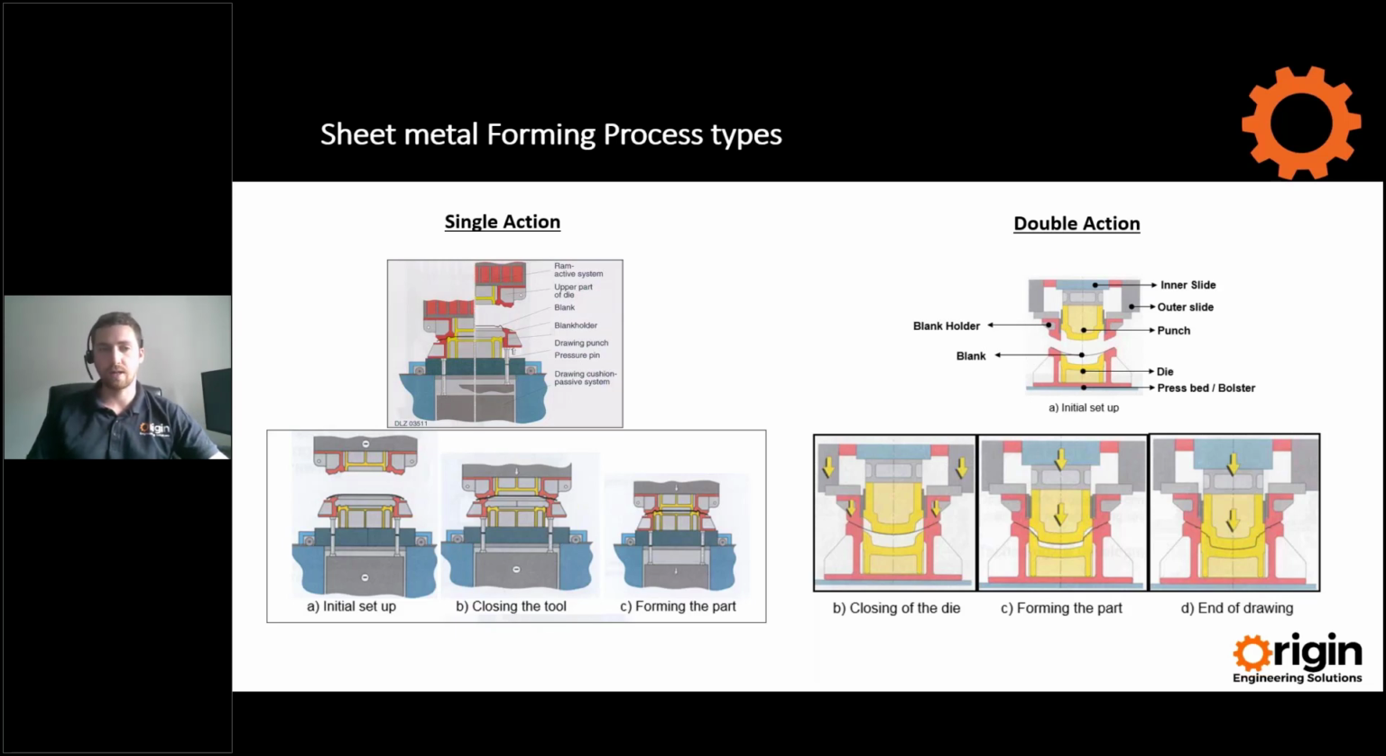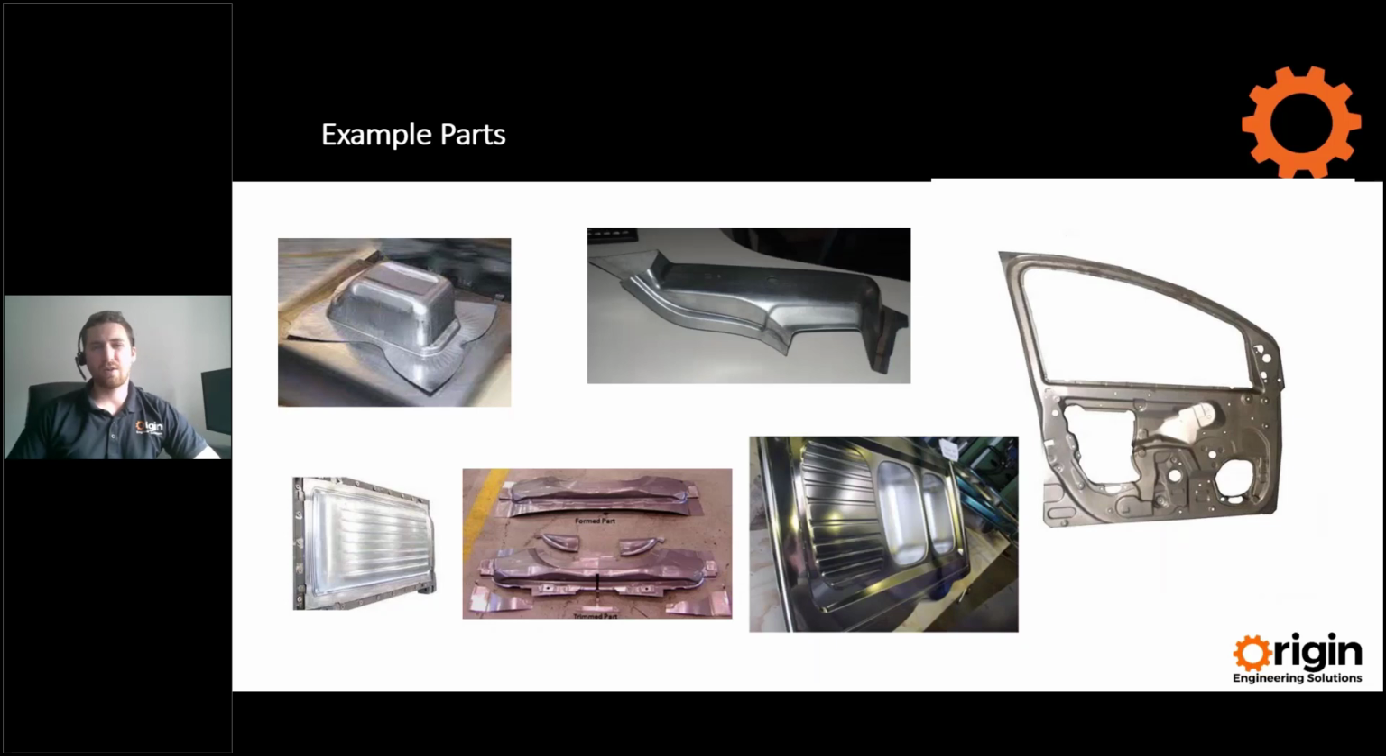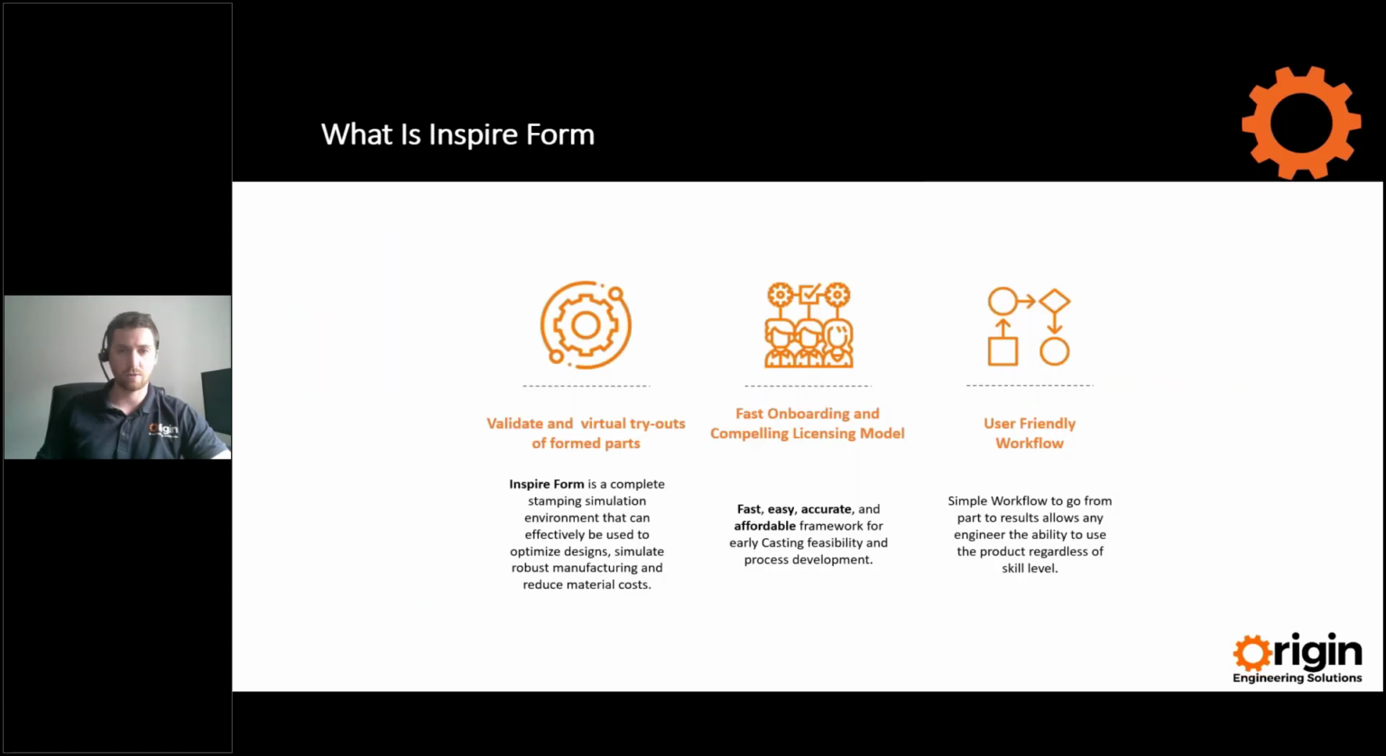So there are different types of forming processes, and these are just a couple. We can simulate gravity, crash forming, single action, double action, numerous different types. There are also different parts that we can simulate. When people think of formed parts, one of the main things that comes to mind is automotive parts. A lot of automotive parts are formed or stamped, but numerous different parts can be manufactured using the forming process. These are just a few images of different parts created using this process. I won't spend too much time on there.